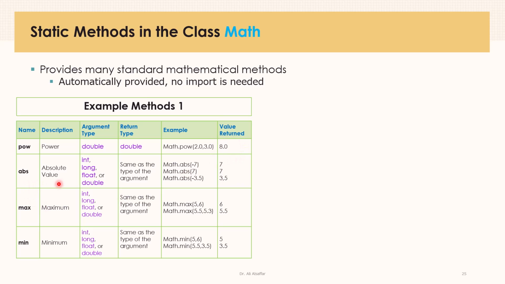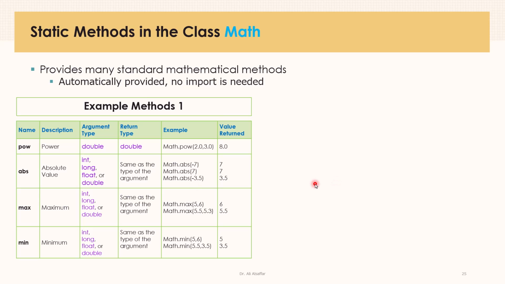abs is for the absolute value, and it can work on these data types, integer, long, float, or double, and it returns the same data type. So if you are applying the absolute value on float, the return value will be float. Here are some examples. Math.abs(-7) will convert it to 7. Math.abs(7) is already positive, so it will return the same number. And for double or float, it returns the same data type.